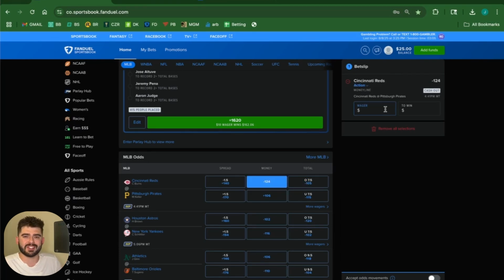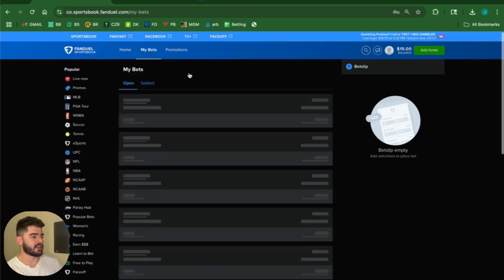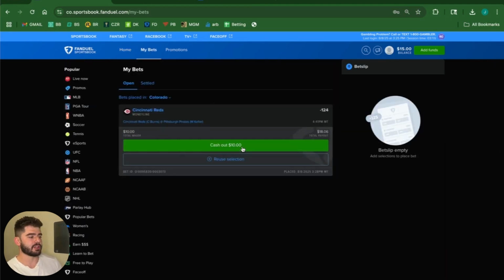The last term to know is what is a cash out. A cash out is when you place a bet, and in your bet section, you have the ability to cash it out. You'll commonly utilize this when you're arbing, maybe if you make a mistake or you place a bet and you just want to cash it out instead of hedging.